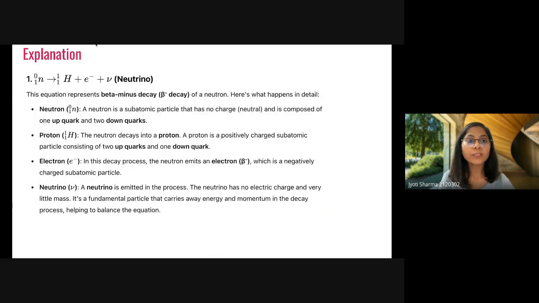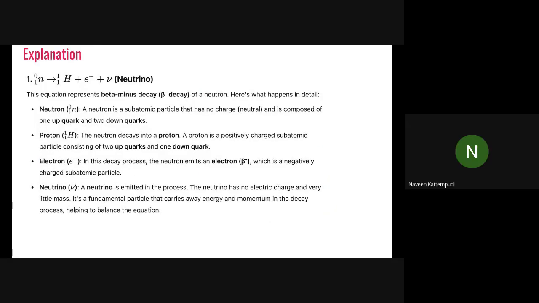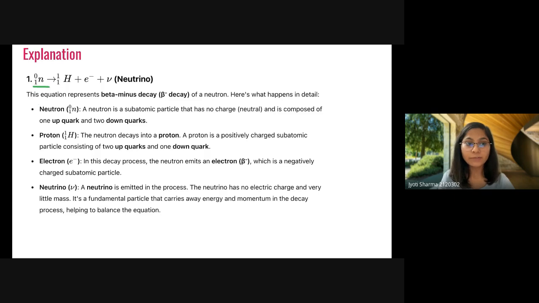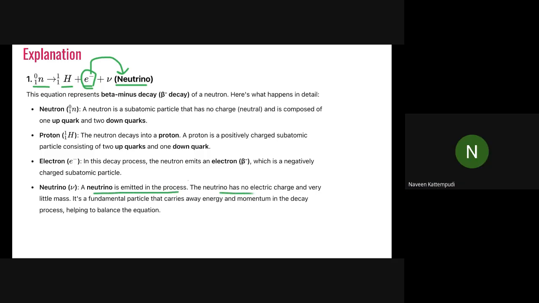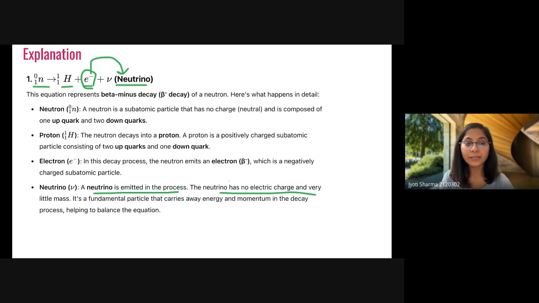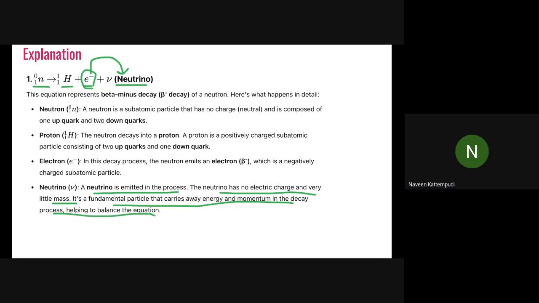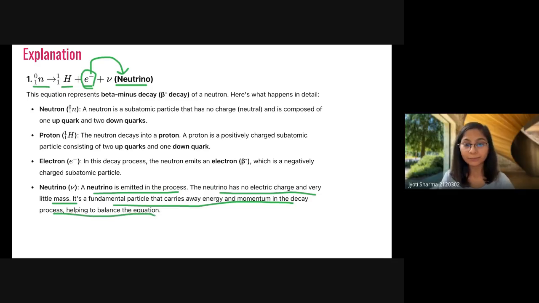Let me show you the explanation here. If you have a neutron, this will give you the proton plus electron plus neutrino. If you see here, this is the beta minus decay, and beta minus decay gives us the neutrino, right? Just see the explanation of the neutrino. Neutrino is emitted in this process. Neutrino has no electric charge and very little mass. It is a fundamental particle that carries away energy and momentum in the decay process, helping to balance the equation. So that's why the answer will be C only, right?